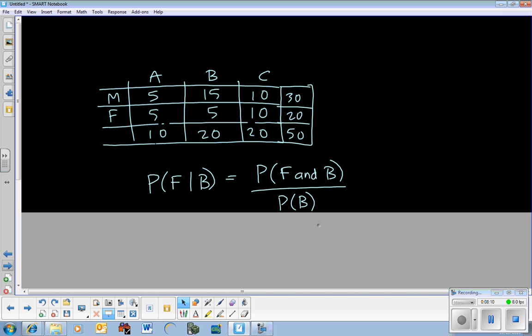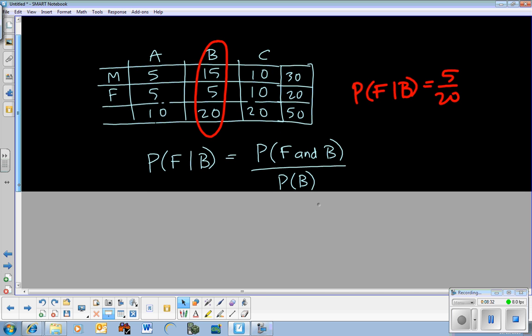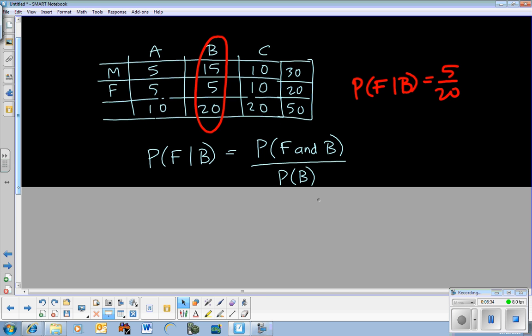According to our formula, well, first just by common sense and the way we've done it before, female given B means only look at the B's and now pick the probability of being a female, which is 5 out of 20. If they were all that easy, it would be nice, but sometimes this formula will be necessary. So let's look at it with the formula. According to the formula, female given B should be female and B over B. All I did was substitute in F and B for A and B in our formula.